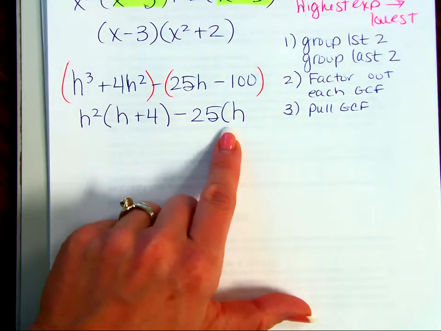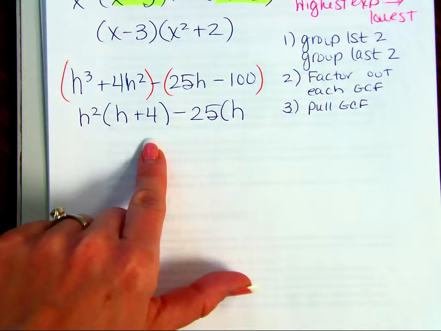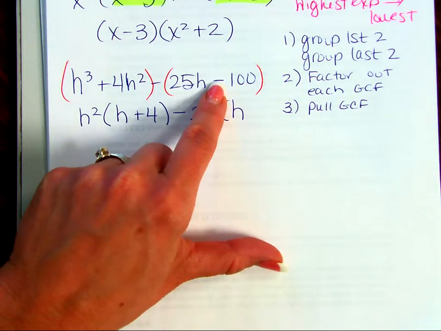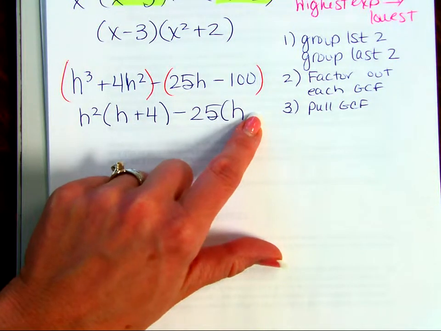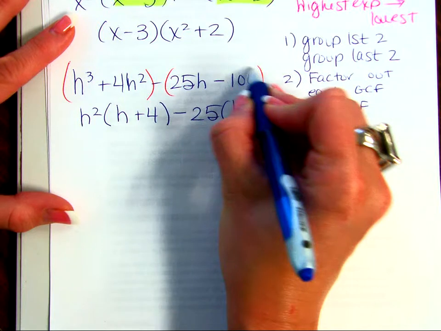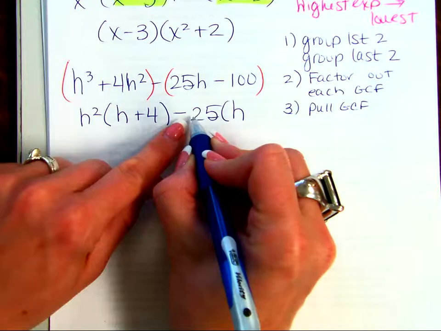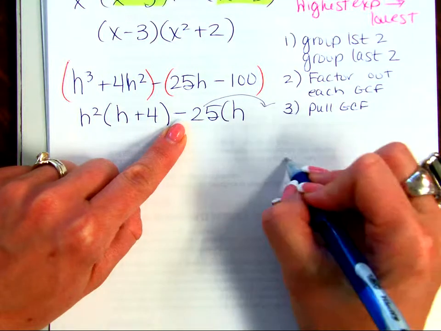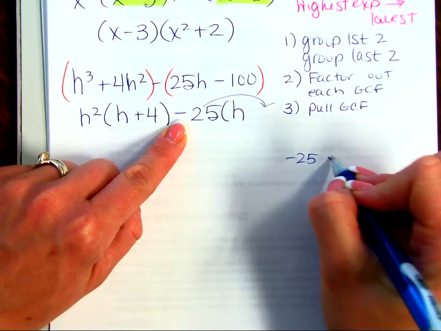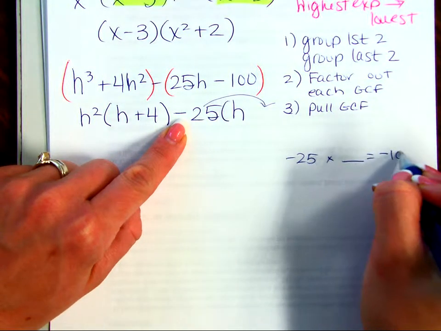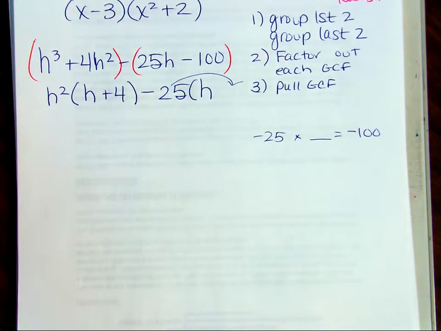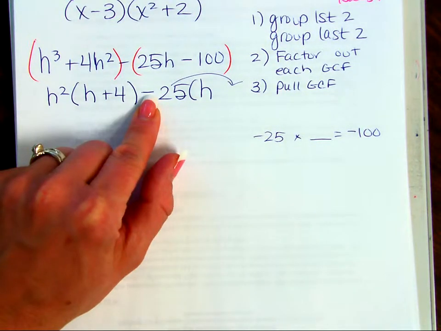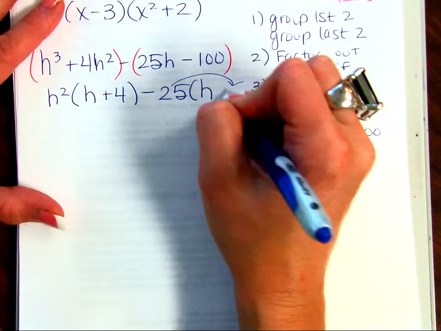So what happened? You knew that it was okay to pull out, that looks like an H squared, and you're left with an H plus 4. That is a minus. What do you pull out of 25 and 100? A 25. H. Now be careful because you know it has to match up. Don't just assume that this sign always gets brought down, right?